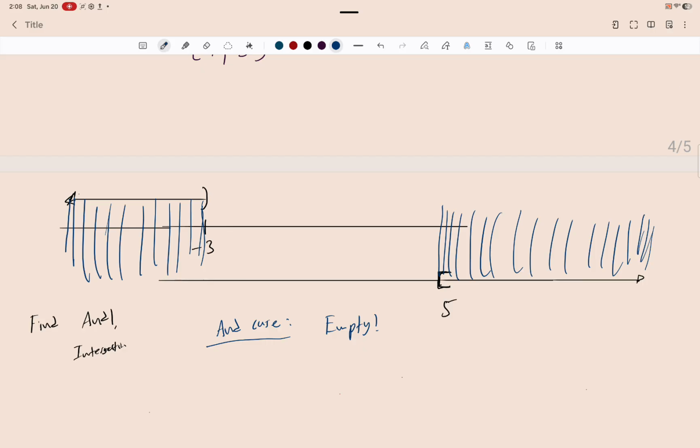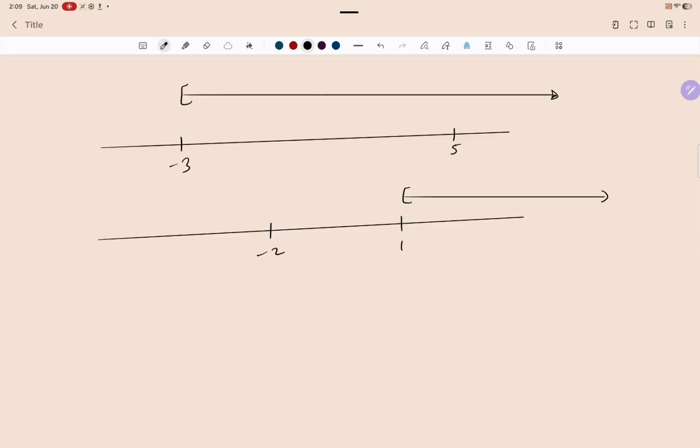A more rigorous way to write this in mathematics is this little symbol, like a 0 with a slash mark. This is called the empty set. So in other words, the intersection of these two inequalities is empty. There's nothing there. They have nothing in common. Therefore, it's empty.